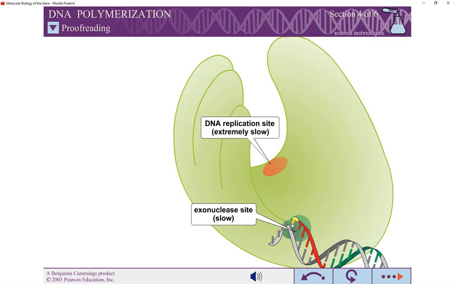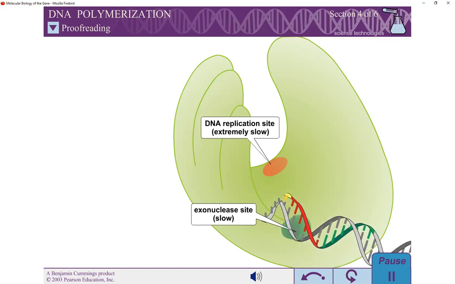When the movement of the Kornberg DNA polymerase is slowed down, then what will happen? The DNA will be expelled from the DNA replication site. It will move to the exonuclease site where the wrong base will be hydrolyzed. Look here. The exonuclease site removes incorrectly base paired nucleotides, starting from a 3' DNA end, and is therefore called a proofreading exonuclease.